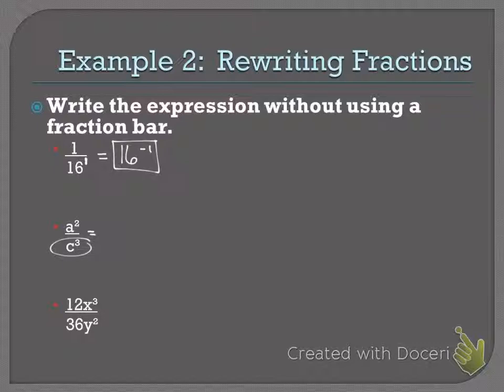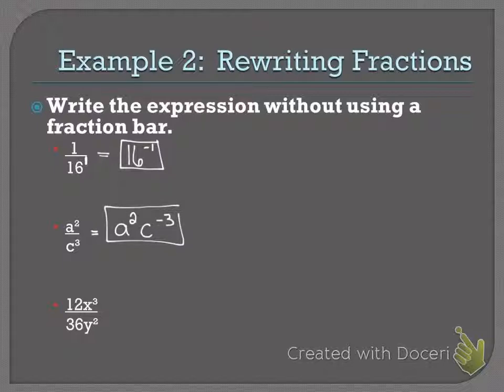All right, so let's look at this next one, a squared over c to the 3rd. Well, if I want to move c to the 3rd into my numerator and get rid of my fraction, c to the 3rd becomes c to the negative 3rd power. Does my a change at all? No, my a doesn't change. So a to the 2nd, c to the negative 3rd. All right, now let's look at the last one.